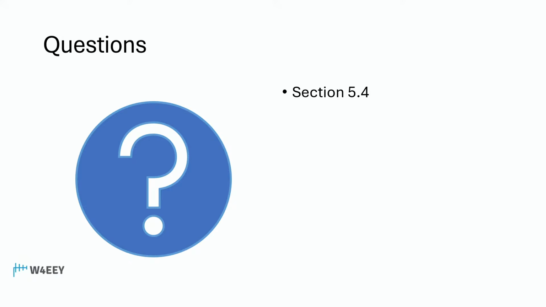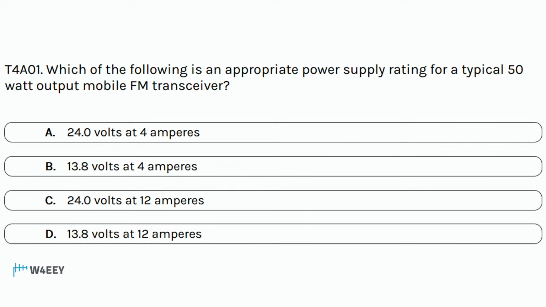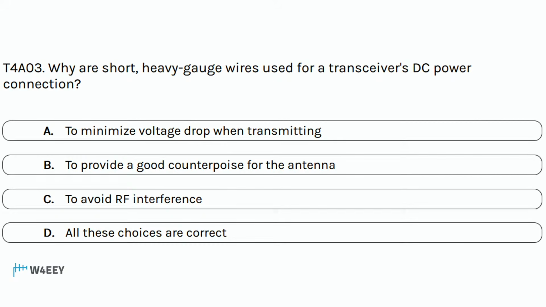All right, some questions. Which of the following is an appropriate power supply rating for a typical 50-watt output mobile FM transceiver? What do you think? Delta. D. Yeah, they say 12 amps, I say 15, but the 13.8 volts at 12 amps, okay? And why are short heavy gauge wires used for transceivers' DC power connection? A, alpha. Yeah, to minimize voltage drop.